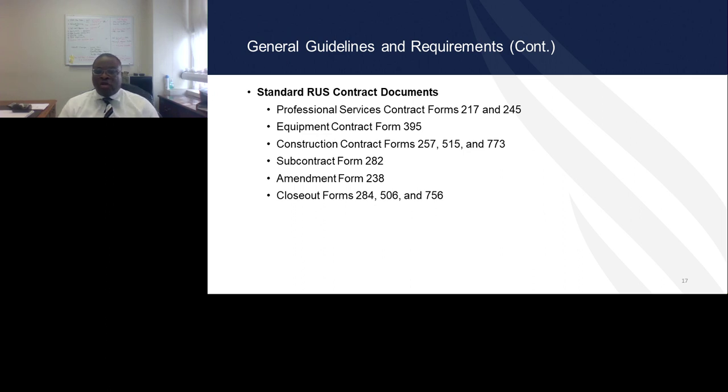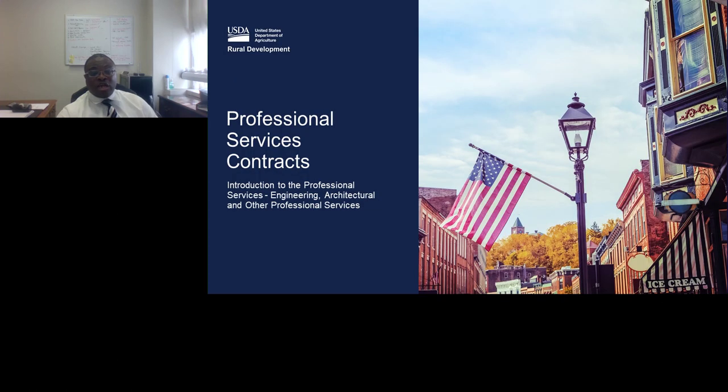To close out RUS standard contracts, the forms we have on our websites include the 284, the 506, and the 756. Now, the ReConnect guide goes into great detail as to what those forms cover and what type of construction they cover, and we have some of them addressed in upcoming slides also. With that, we will start with professional services contracts.